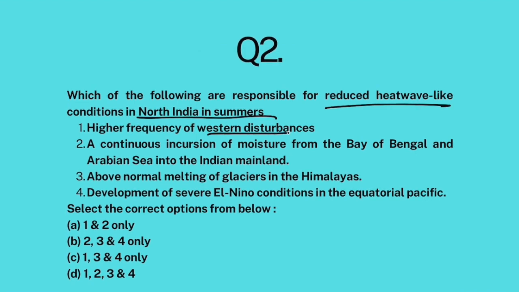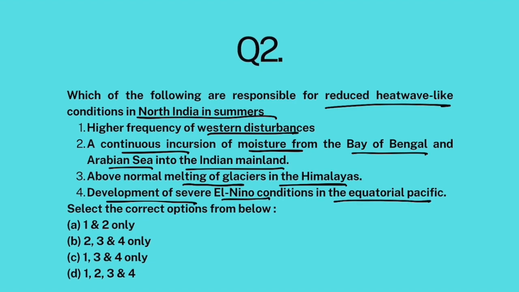Question number 2. Which of the following are responsible for reduced heat wave-like conditions in North India in summers? High frequency of western disturbances, a continuous incursion of moisture from Bay of Bengal and Arabian Sea into the Indian mainland, above normal melting of glaciers in the Himalayas, development of severe El Nino conditions in the equatorial Pacific.